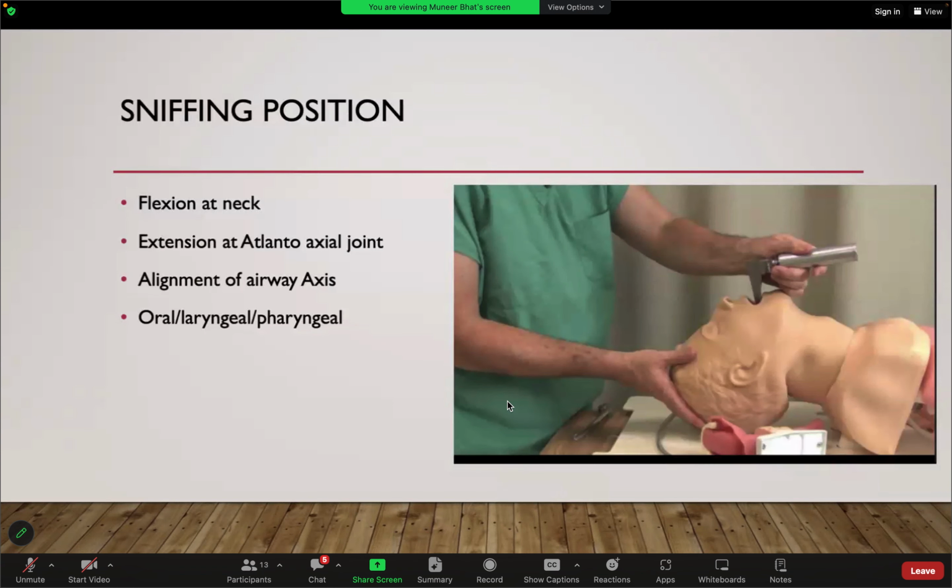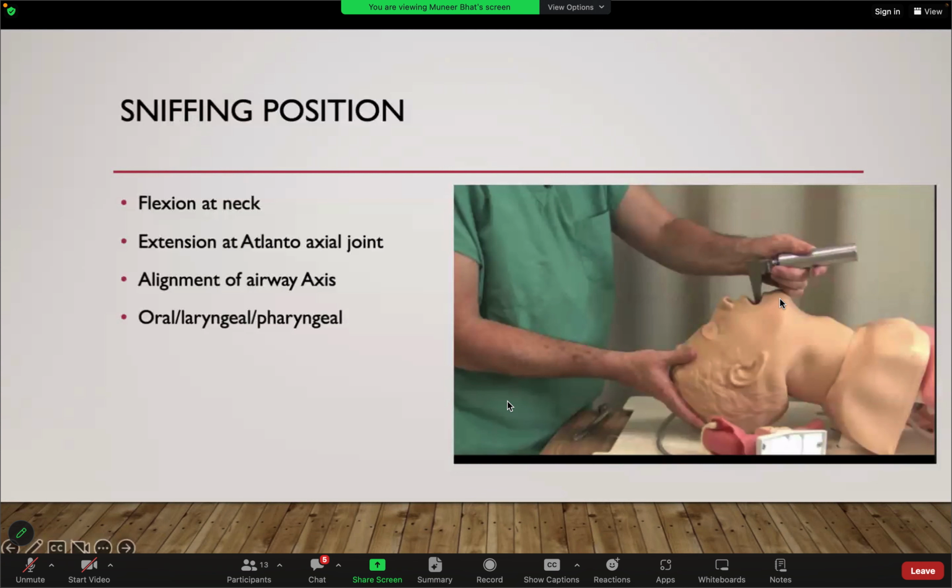Now, how can we use it? We have to make sure that we are keeping the patient in the sniffing position. Okay, flexion at the neck. What is the sniffing position? It has flexion at the neck and extension at the atlantoaxial joint, and we try to align the airway axis. This is why this position is important. We try to align the oral, laryngeal, and pharyngeal axis.